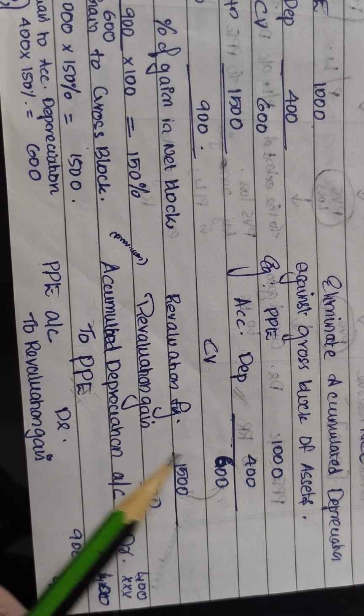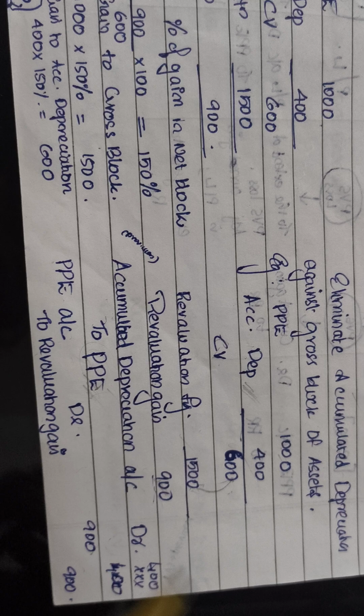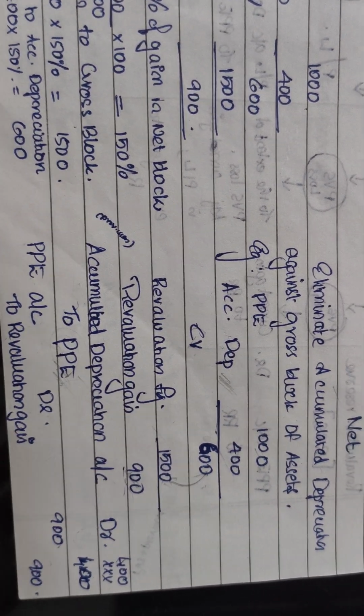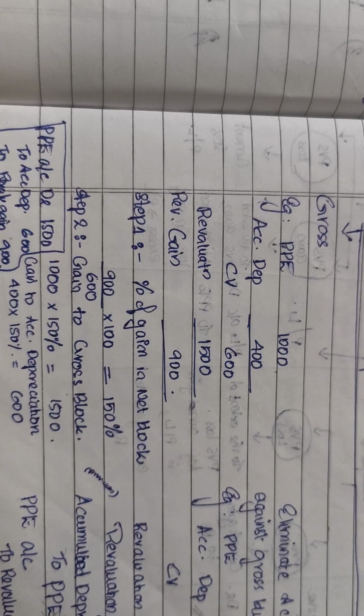Now there is a revaluation gain. The value of the asset increases, right? So we have to debit the asset. PP account debit to revaluation gain. So that is the net method. Now there is the gross method.